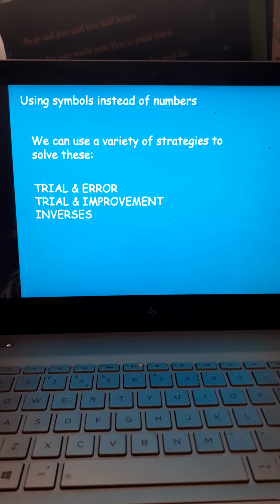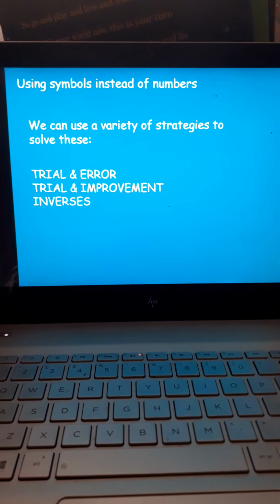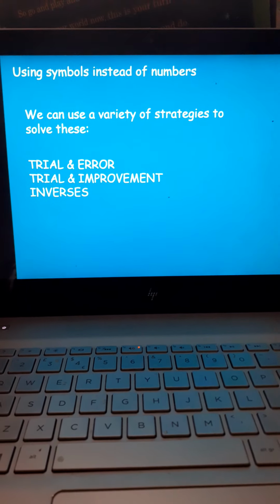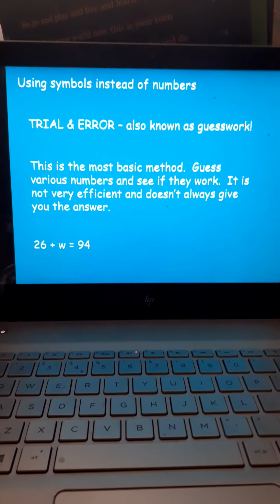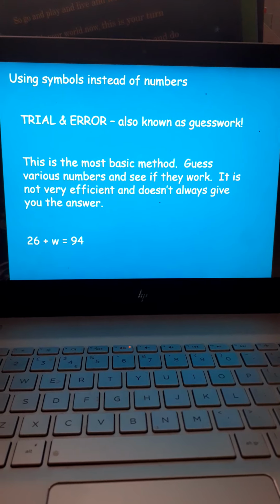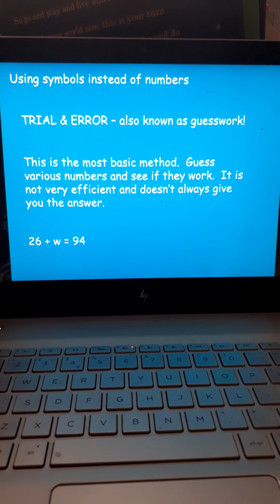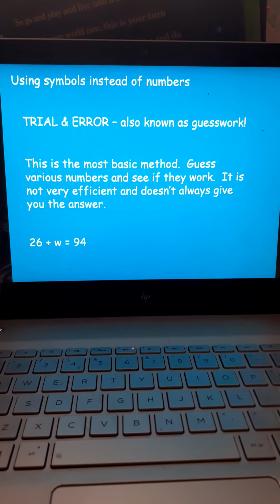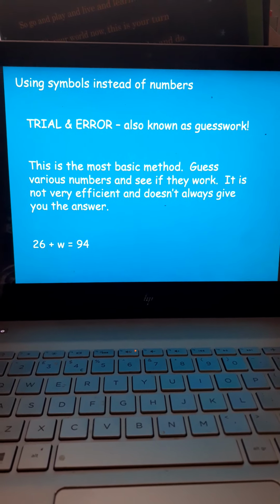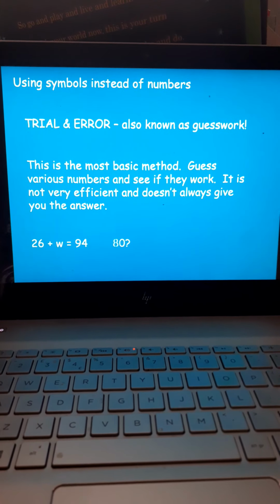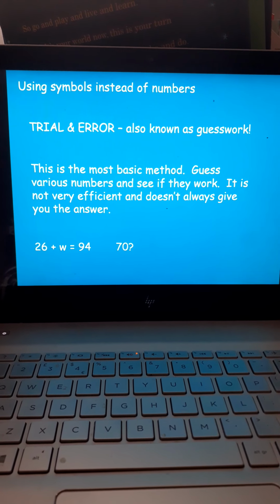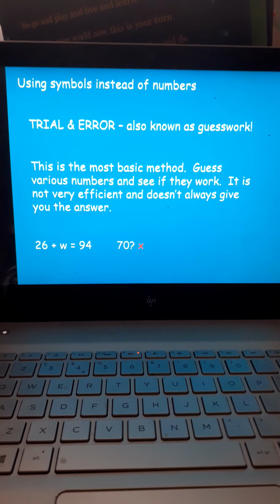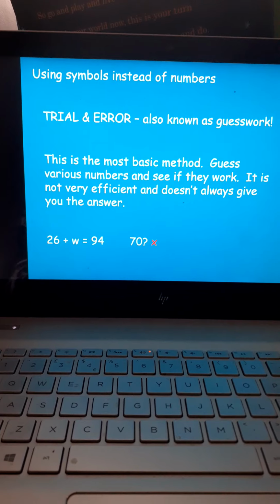There's a few ways to do this. Here are three suggested methods: trial and error, trial and improvement, and inverse. So, trial and error, you may have heard the phrase before. It's basically trying out different numbers to see if they work. I don't know what W is here, but I can try out different numbers to see if I get the right one. 80, could 80 work? No. 70, could 70 work? 70 plus 26 is 96.